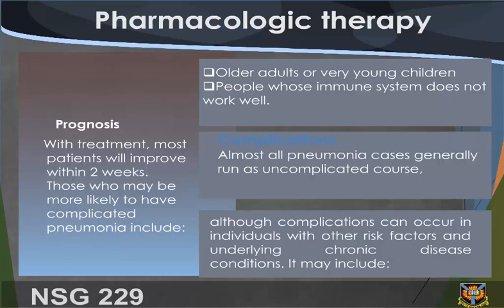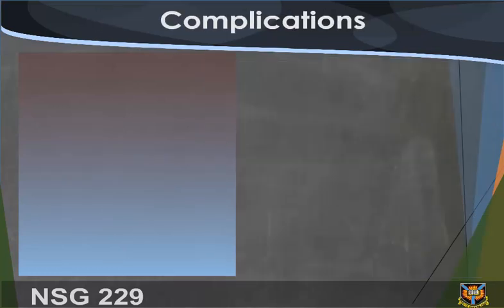Prognosis. With treatment, most patients will improve within 2 weeks. Those who may be more likely to have complicated pneumonia include older adults or very young children, and people whose immune system does not work well. Complications. Almost all pneumonia cases generally run an uncomplicated course, although complications can occur in individuals with other risk factors and underlying chronic disease conditions. It may include atelectasis, shock, respiratory failure, pleural effusion, pleuritis, lung abscess.